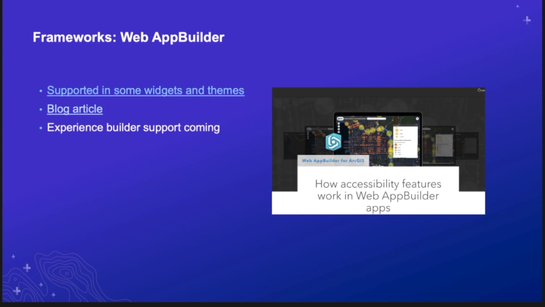They also have a blog article that has some more information that's good for how to use the accessibility features in the Web App Builder. So again, this is something that you can refer back to and read through and learn about how you navigate through the elements and how the widgets work, the various types of widgets. So both of these resources are great and worth spending some time looking at. Experience Builder support's coming. They're working on making that site fully accessible, so look at support for that in a future release.